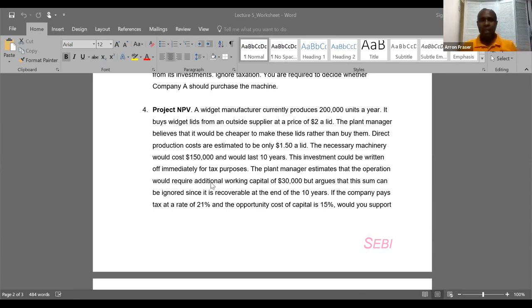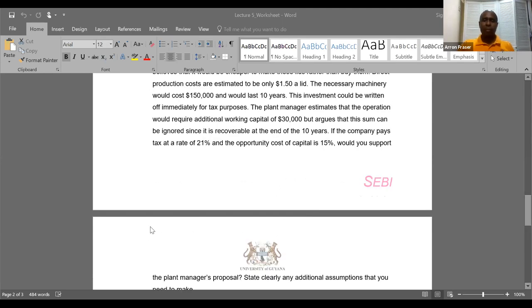The plant manager estimates that the operation would require an additional working capital of $30,000, but argues that this sum can be ignored since it's recoverable at the end of the period, or the end of 10 years. If the company pays tax at the rate of 21% and the opportunity cost of capital is 15%, would you support the plant manager's proposal? Clearly state any additional assumptions that you make. Lots to consider there.